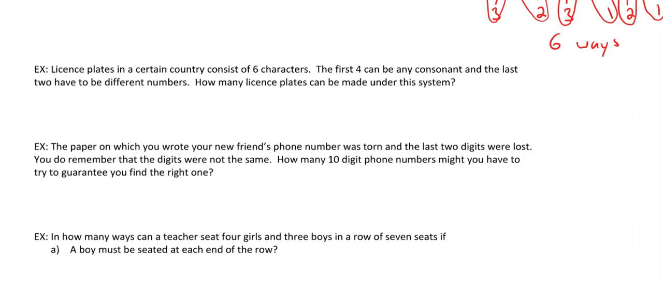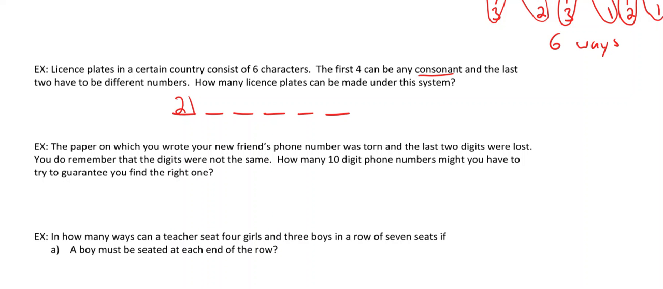Okay, so again, what I like to do is make my blanks. So we got one, two, three, four, five, six blanks. Now it just tells us which things are allowed in our certain blanks here. So it says the first four can be any consonant, right? So this just requires that we know how many consonants are in the alphabet. Yeah, there are 21. You could count them out.